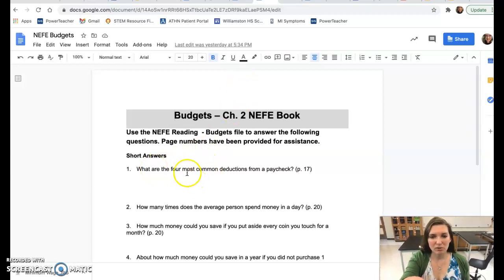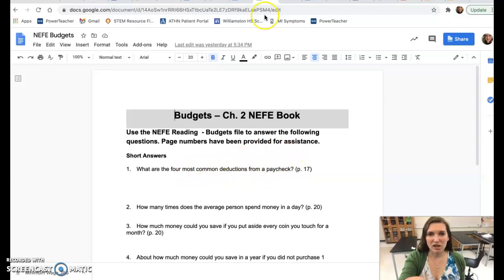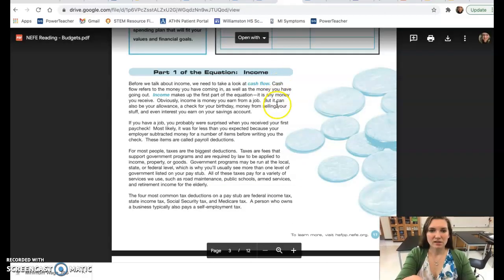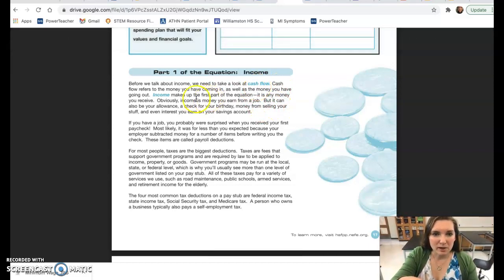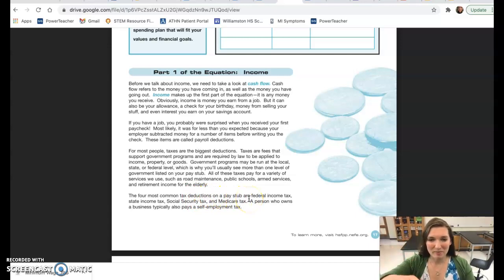So I'm searching for the words deduction and paycheck. I see cash flow, I see income, I see taxes are the biggest deductions, but then I come down here and I see the 4 most common tax deductions on a pay stub. So here we've got 4, this is what we're looking for: federal income tax, state income tax, Social Security tax, and Medicare tax.